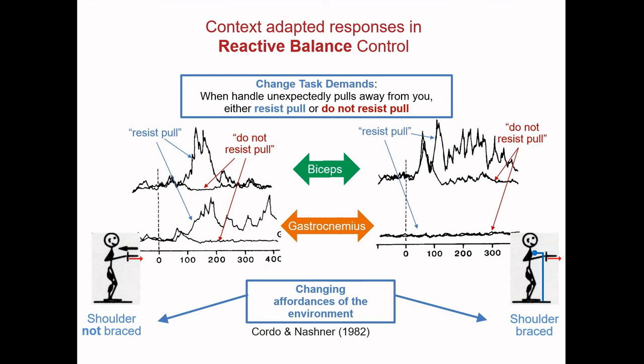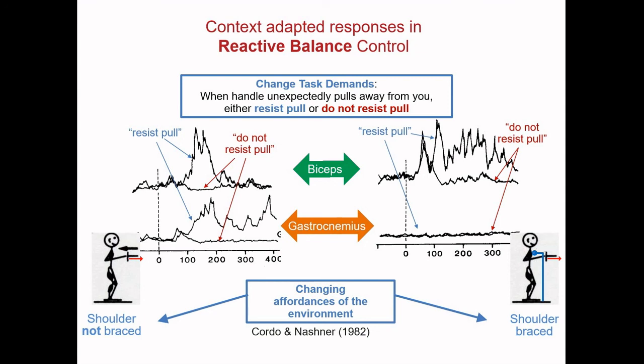Now let's look to see what happens in a condition where we brace the shoulder. Here we see that the gastrocnemius is not recruited when the task is to resist the pull. This is because it's not needed. The shoulder brace is keeping the body balanced. In simple terms, we see that a change in the affordances of the environment reorganizes the reactive response to the pull of the bar.